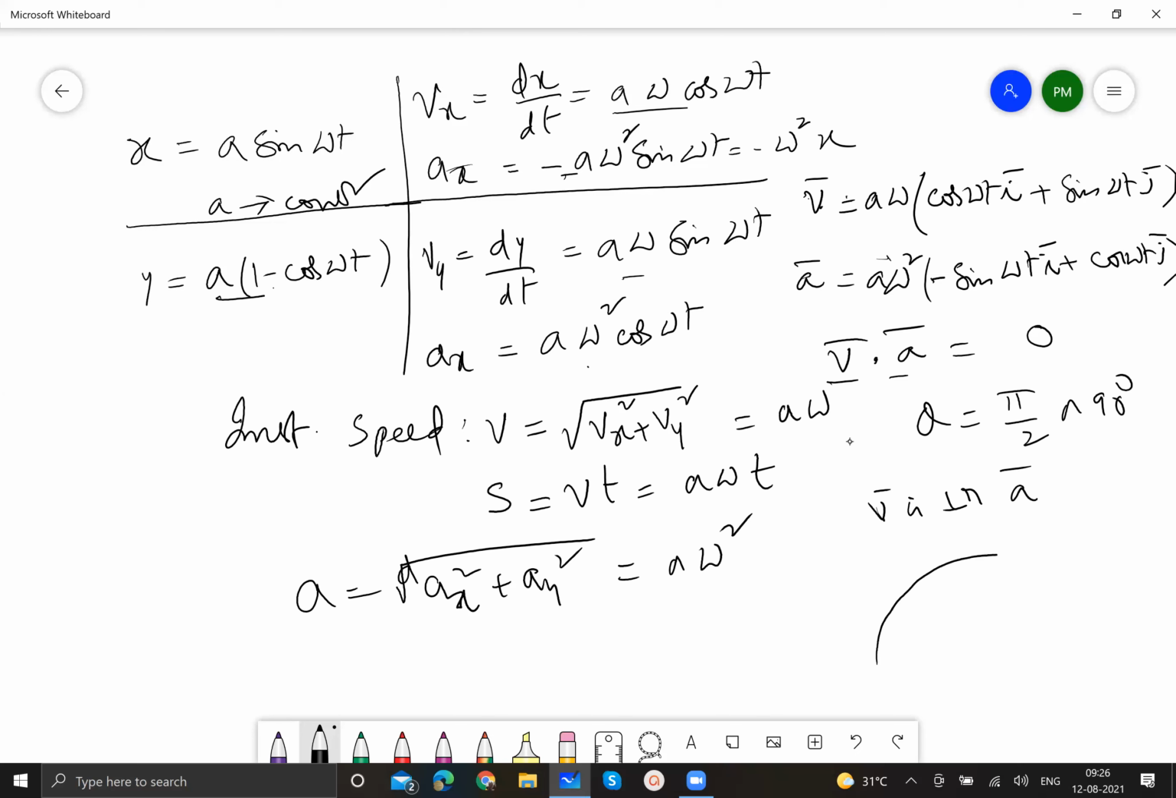Whenever the body is moving in a circular path, this is the direction of velocity. This will be the centripetal acceleration. So the angle between them is 90 degrees, so the dot product becomes 0.